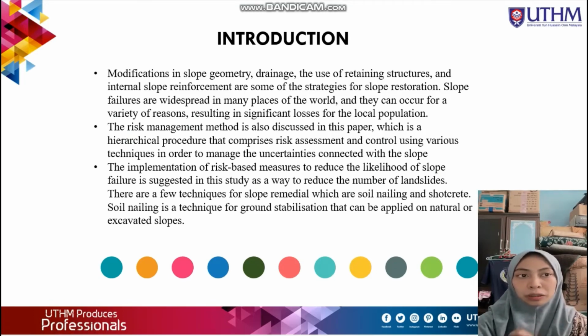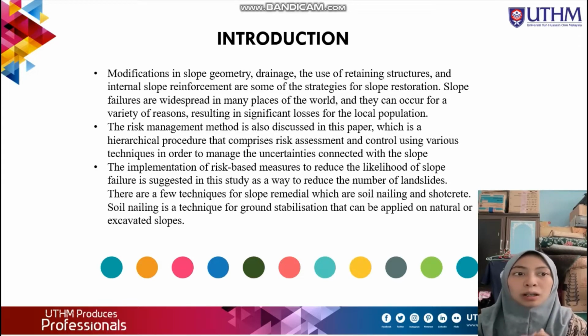So modification in slope geometry, drainage, the use of retaining structure and internal slope reinforcements are some of the strategies for slope restoration. So the risk management method is also discussed in this paper, which is a hierarchical procedure that comprises risk assessment and control using various techniques in order to manage the uncertainties connected with the slope. So the implementation of risk-based measures to reduce the likelihood of slope failure is suggested in this study as a way to reduce the number of landslides. There are a few techniques for slope remediation, which are soil nailing and shotcrete.